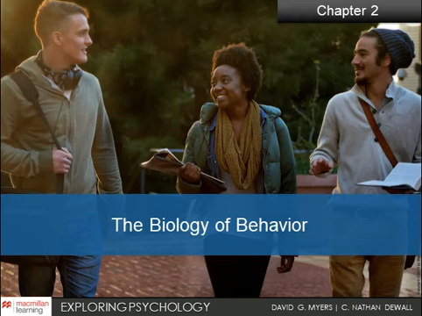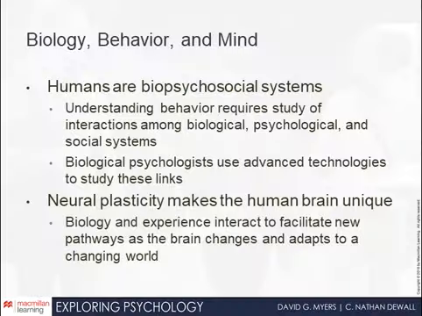Chapter 2, the biology of behavior. Biology, behavior, and mind. Humans are biopsychosocial systems. Understanding behavior requires study of interactions among biological, psychological, and social systems. Biological psychologists use advanced technologies to study these links.